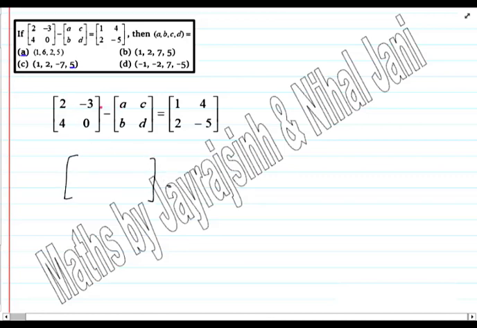Let's subtract corresponding terms. 2 minus A is your first term. Then minus 3 minus C. And the next term is 4 minus B. And the last one is 0 minus D, so here we'll get minus D. Right hand side will be as it is.